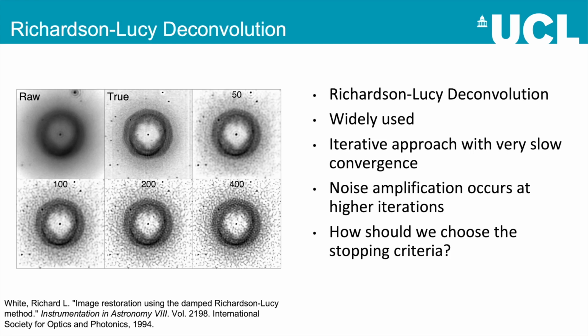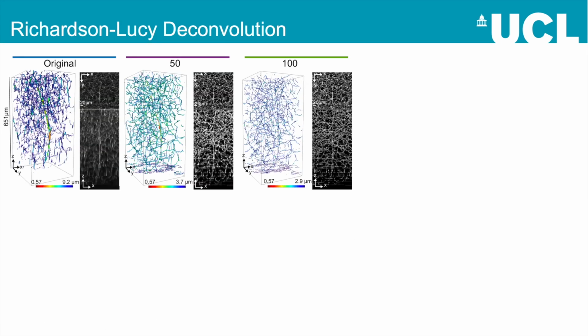It has noise amplification at higher iterations, and because of this, one of the main issues around the Richardson-Lucy is how to choose the stopping criteria. So to begin with, we're going to look at the healthy brain sample. We have 3 panels here for the original, 50 iterations and 100 iterations.